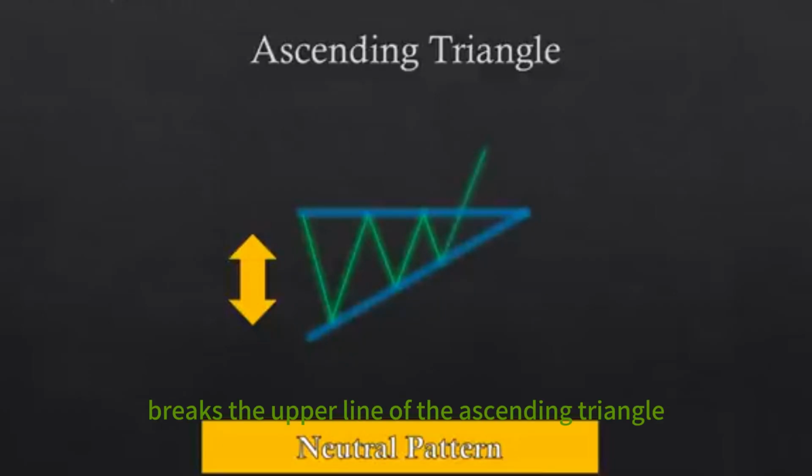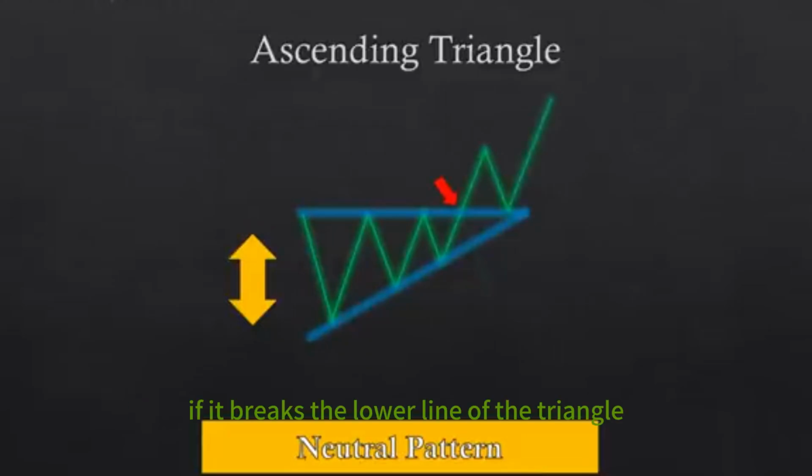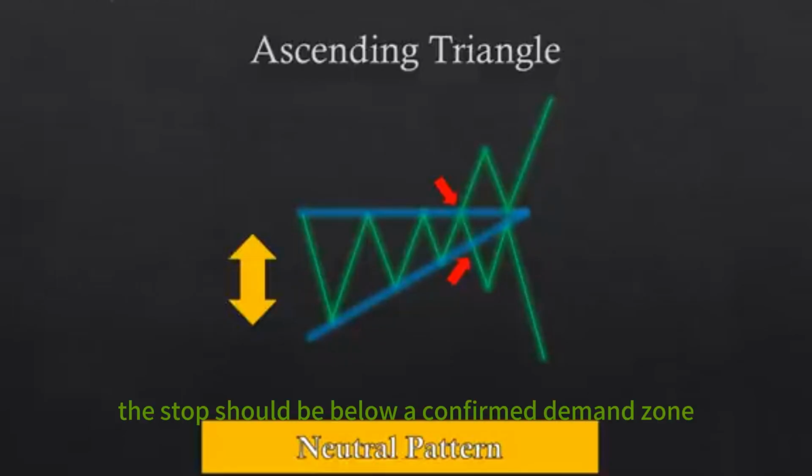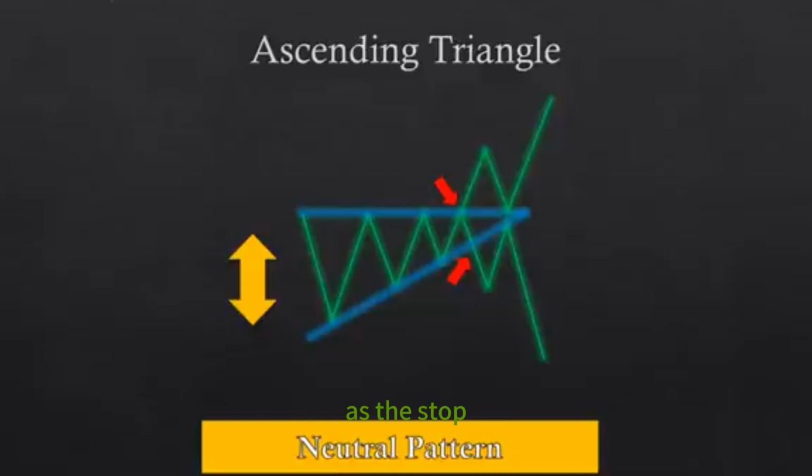If price breaks the upper line of the ascending triangle, it means that price is probably going to the upside. If it breaks the lower line of the triangle, it means that it is probably going to the downside. The way to trade either direction is the same as all other chart patterns we saw. We wait for a breakout, and then wait for price to retrace to the breakout line, or neckline. In the case that price breaks out to the upside, the stop should be below a confirmed demand zone, and the target should be at least 3 times the stop size. In the case that price breaks the pattern to the downside, the stop should be above the upper horizontal line, and the target should be at least 3 times as big as the stop.